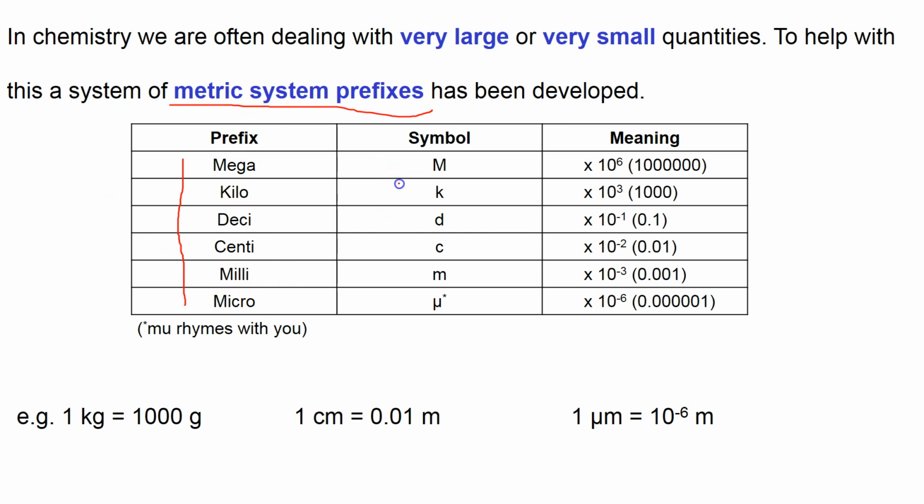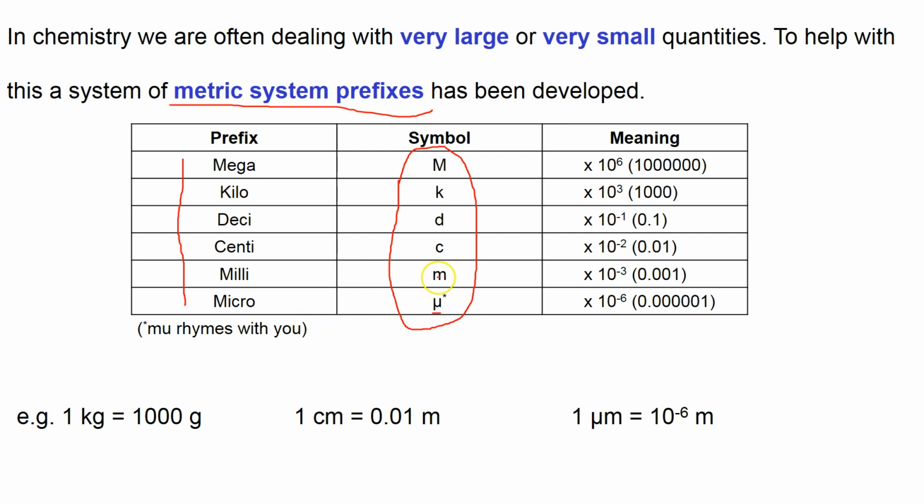Each of these has a letter, and the case is important, that is equivalent to writing multiplication by a particular power of 10. So mega has the symbol uppercase M, kilo has the symbol lowercase k, deci has the symbol lowercase d, centi has the symbol lowercase c, milli a lowercase m, and micro has the Greek letter mu as its symbol, which is kind of like a U with an extended edge on the left-hand side.